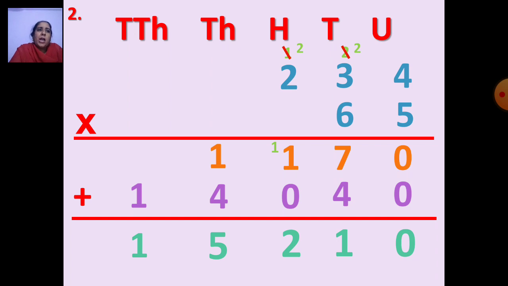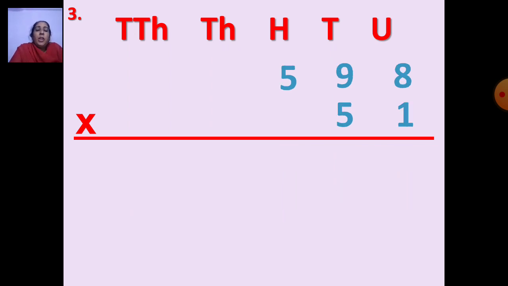15,210 is your answer. Okay, children? Now we will do the third sum. 598 multiplied by 51. Okay. So again we are going to multiply 1 with 8, then 1 with 9, then 1 with 5. And then the same way with the second number: 5 with 8, 5 with 9 and 5 with 5. Okay, children. So let us start.